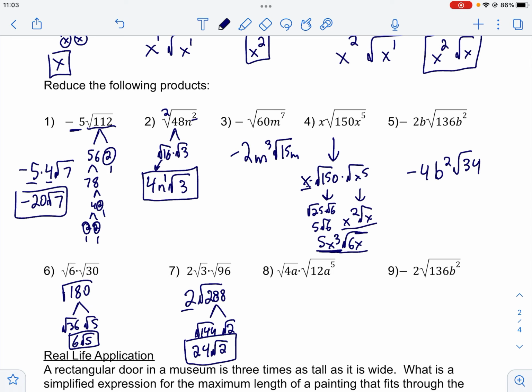Why don't you try and put that same process into action for number 8 and number 9, and then unpause and see if you did it correctly.